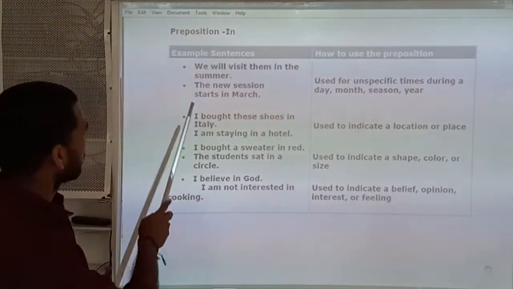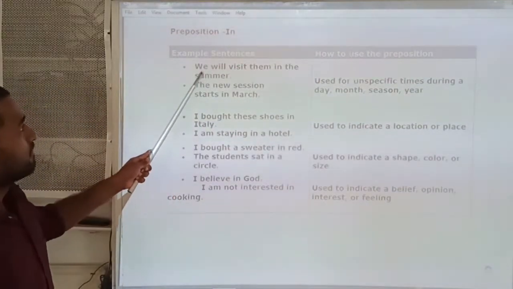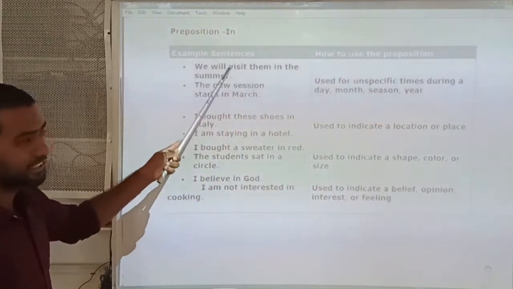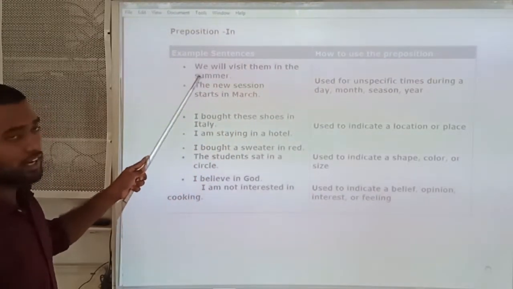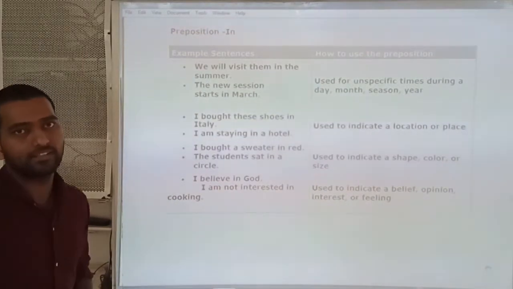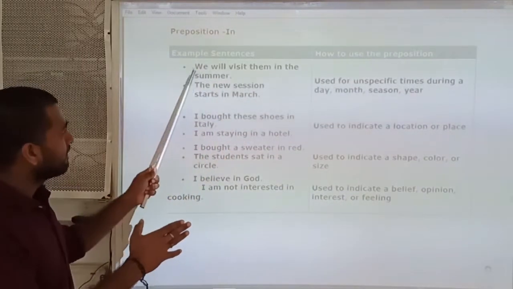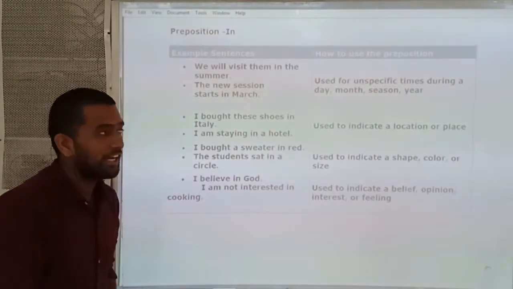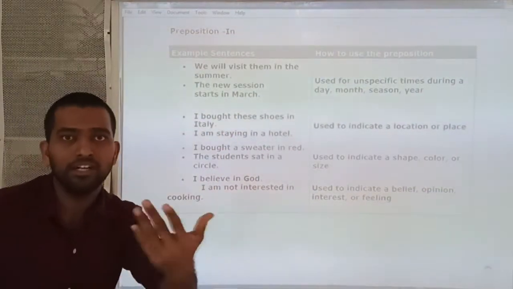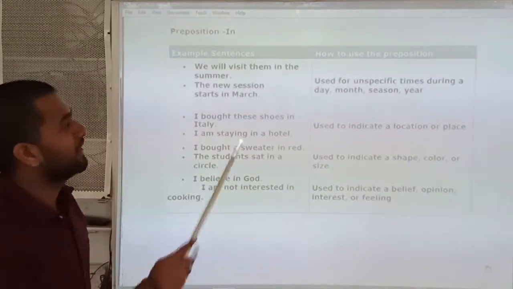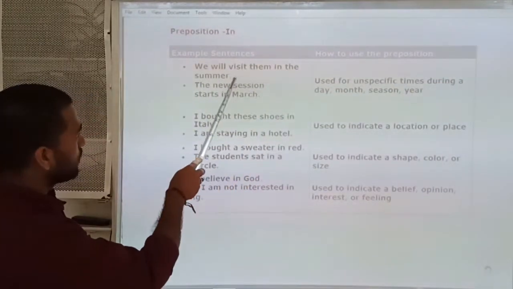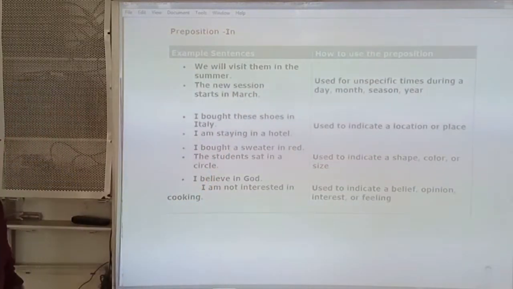Okay, next. Look at these examples now. We will visit them in the summer. Summer is an unspecific time. Why? Because summer consists of 4 months. So here we will visit them in the summer. It may be the first month, it may be the second month, or it may be the third month. We don't know that. Means the time is not specified particularly. So we use the preposition in before it.